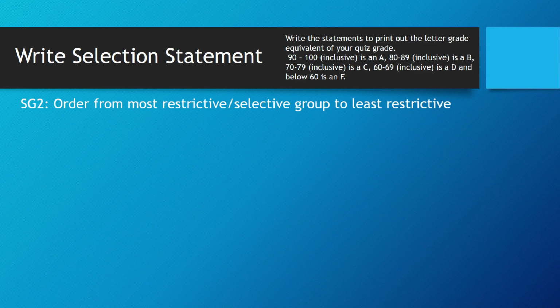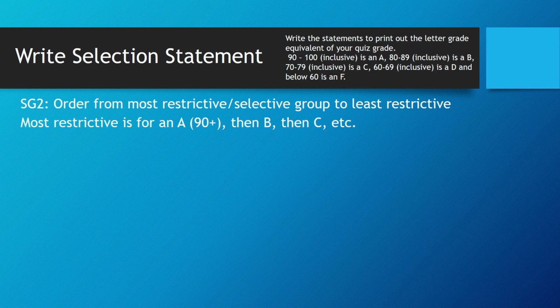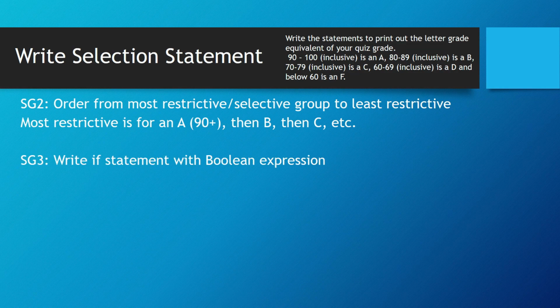For subgoal 2, we order from most restrictive to the least restrictive group. In this case, the most restrictive is for those who scored 90 and above, then those who scored 80 and above, then those who scored 70 and above, and so on. Now we want to write the if statement with the Boolean expression. So we have, if the quiz grade is greater than or equal to 90.